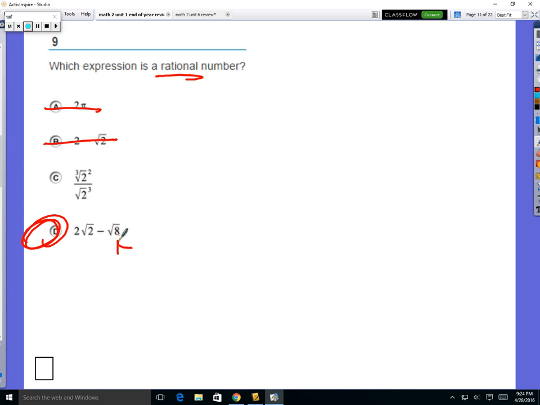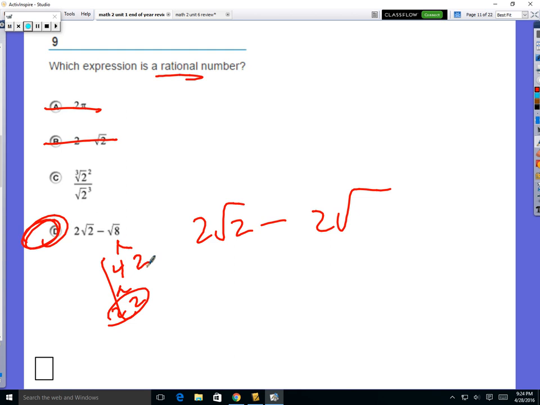So square root of 8, square root of 8 is no good. You got to simplify it. And there's a pair of twos you need to pull out. So you got two square roots of two. You always try and simplify these. Pair of twos comes out, and two stays in.